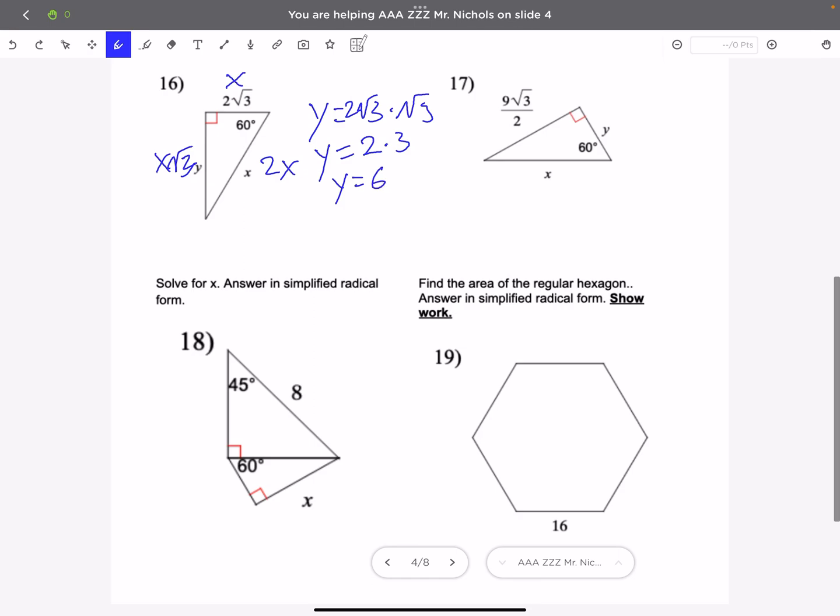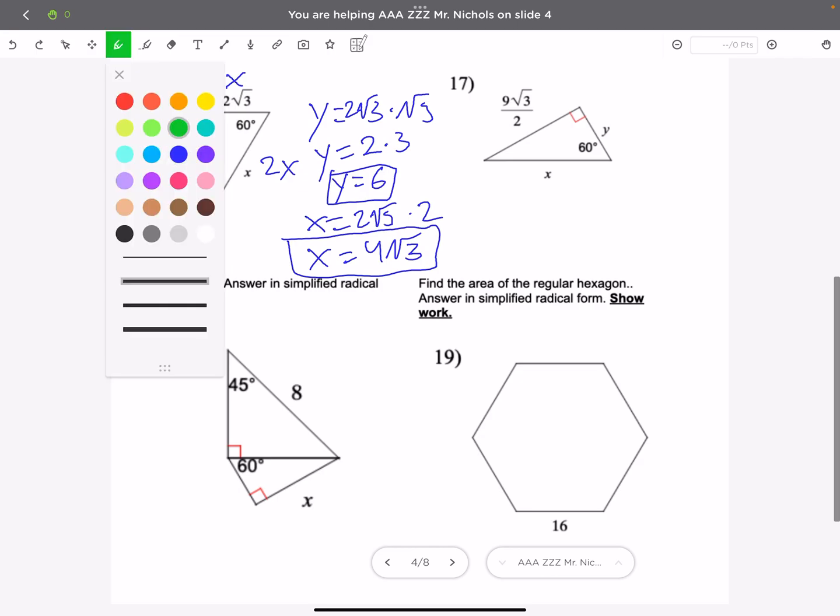Now for x, we just literally take 2 root 3 and multiply it by 2. Now when we do this, remember, whole numbers we multiply together and square roots we multiply together. In this case, we only have whole numbers. And so that's going to be x is equal to 4 square root 3. And those are my two answers, y equals 6, x equals 4 square root 3.